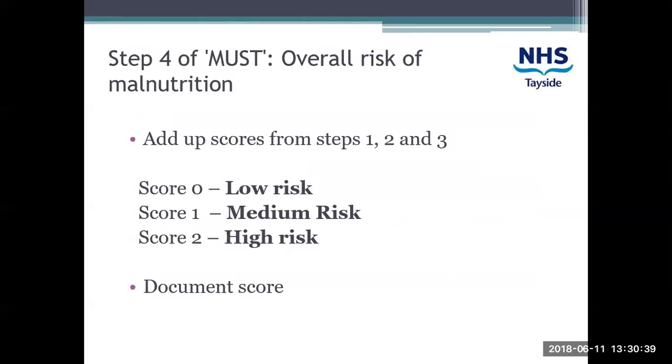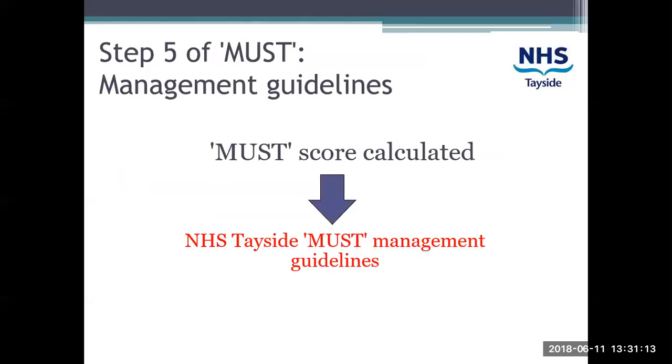So step 4 of MUST is the overall risk of malnutrition. This step is basically adding up all the scores from steps 1, 2 and 3 and documenting that. A score of 0 at all those stages would be a low risk. If they scored 1 at any of those points, they would be at medium risk of malnutrition. And if they've scored 2 or more across those 3 stages, their risk would be high. So it's important to document that score at step 4.